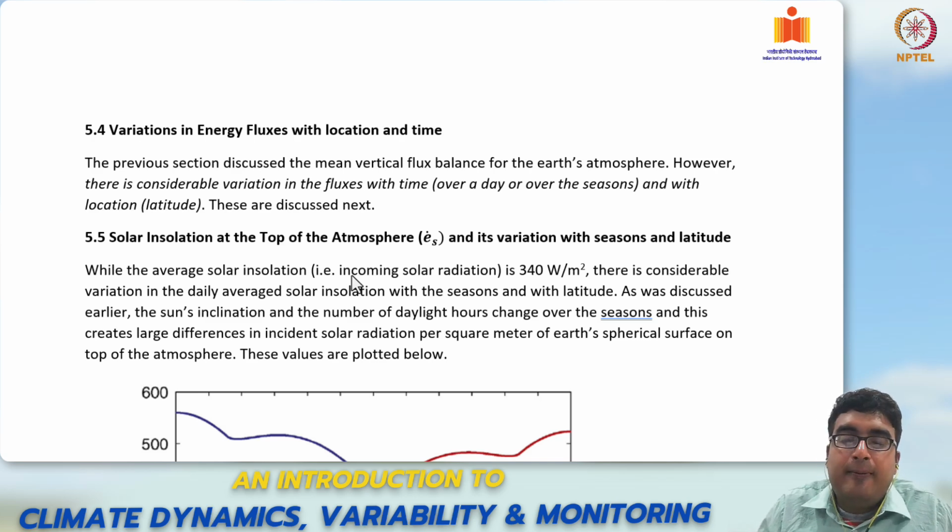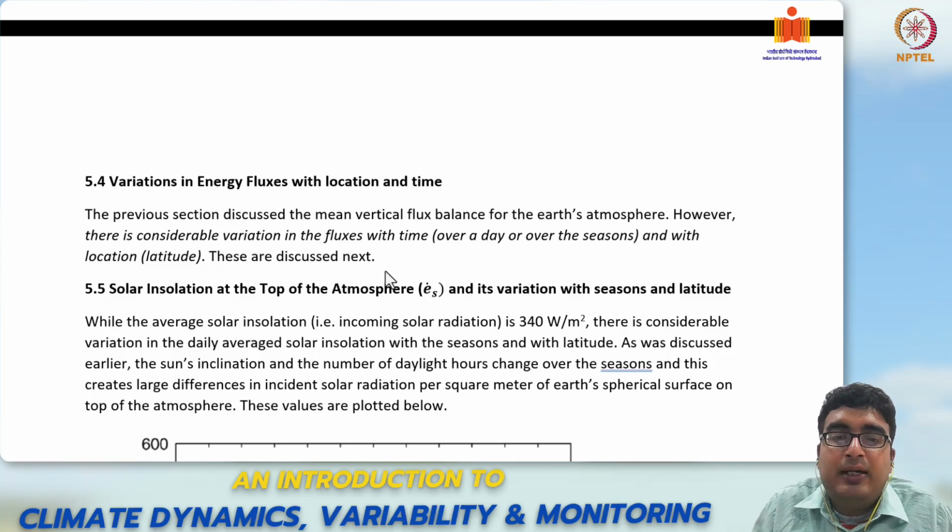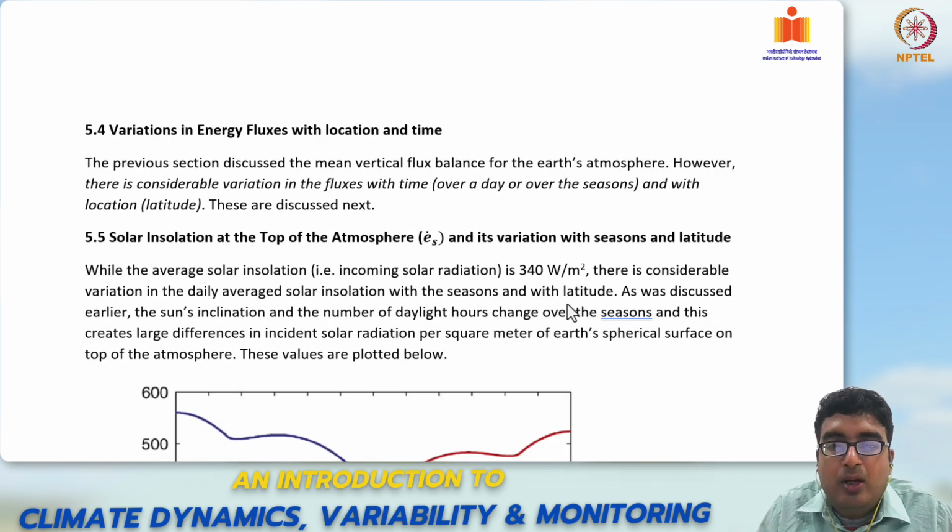So let us look initially at the term E dot S, which is the total solar insolation that is incident on the top of the atmosphere in watt per meter square. We know that the average solar insolation is 340 watt per meter square per unit area of the surface. However, as we have already shown in different ways earlier, there is a considerable variation in the daily average solar insolation with the seasons and with latitude.